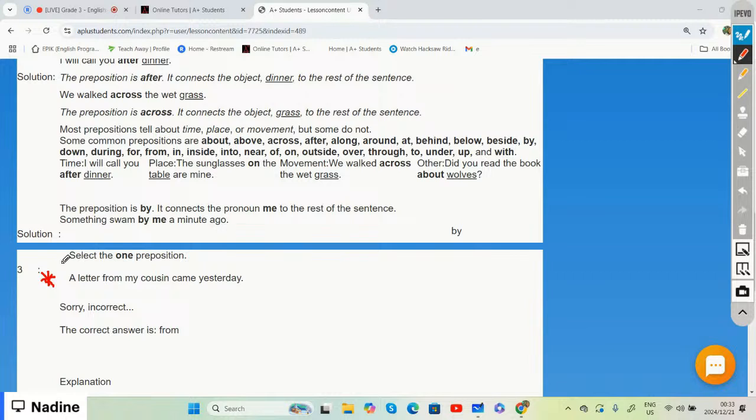And if we were to identify our correct option, then yes, we will say from. Well done. From is our preposition. So from is our preposition. Well done.